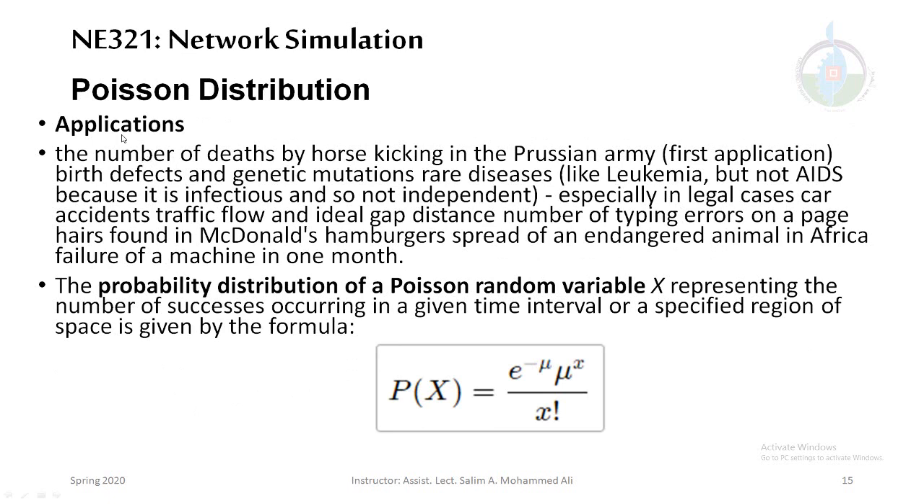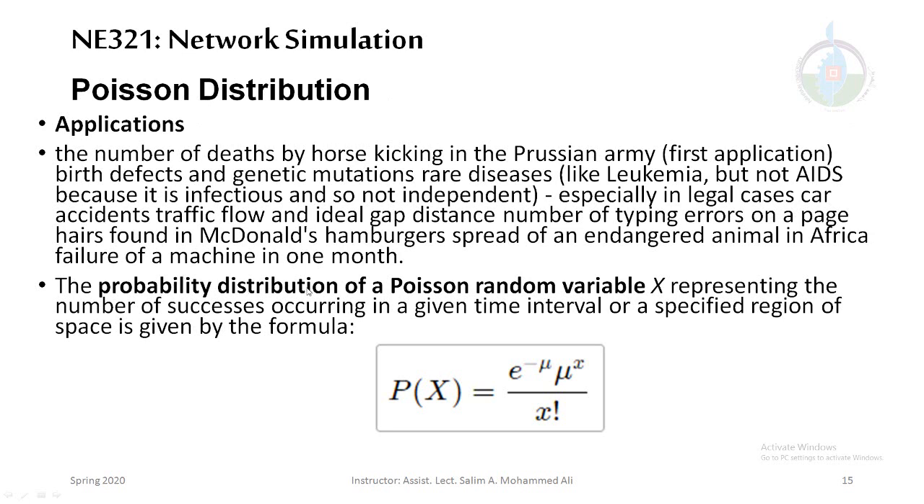Okay. We have many applications of Poisson distribution. The number of deaths by a horse kicking in the Prussian army, first application. Birth defects and genetic mutations, rare diseases like leukemia, but not AIDS, because it is infectious and so not independent. Especially in legal cases, car accidents, traffic flow and ideal gap distance, number of typing errors on a page, hairs found in McDonald's hamburgers, spread of an endangered animal in Africa, failure of a machine in one month. Those all are examples of Poisson distribution.